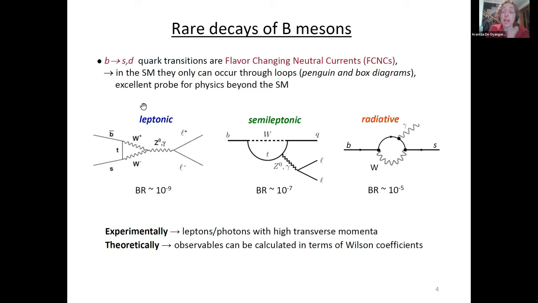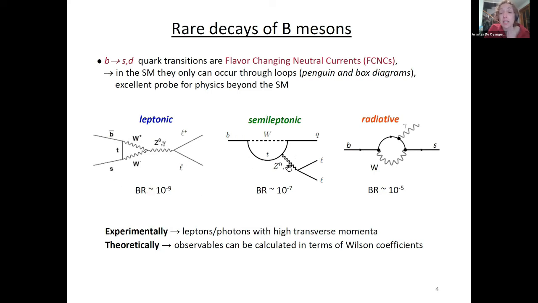And because of that, they have to be produced through these loops. It is possible that there are new particles in the loop giving some signals. So they are a real good probe for physics beyond the standard model. And there are three types of rare decays. The leptonic decays, where you have 2 leptons in the final state. It can be 2 muons, 2 electrons, or 2 taus, just 2 leptons. You have a transition here going B to S.